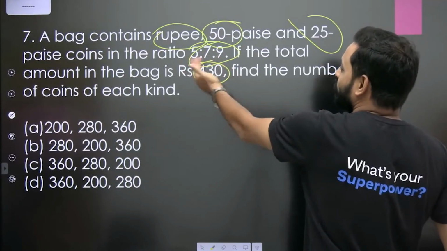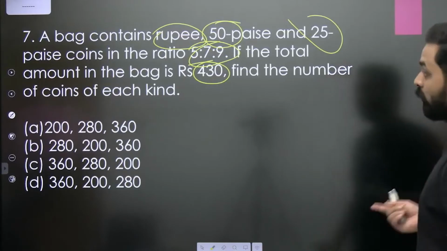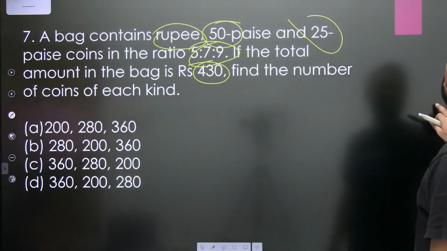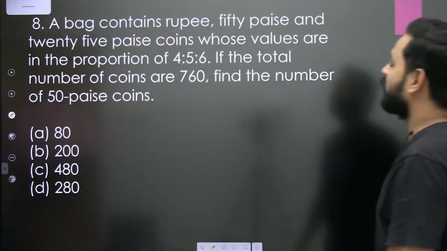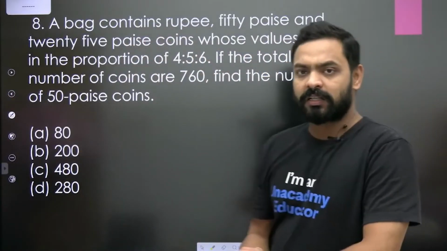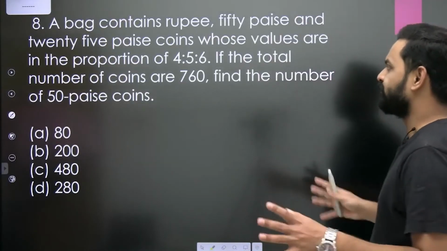The numbers ratio is 5:7:9. The total amount is 430. Okay, yeah, this question has repeated, right? So let me take another question. Sorry for the repetition, sorry for the redundancy.